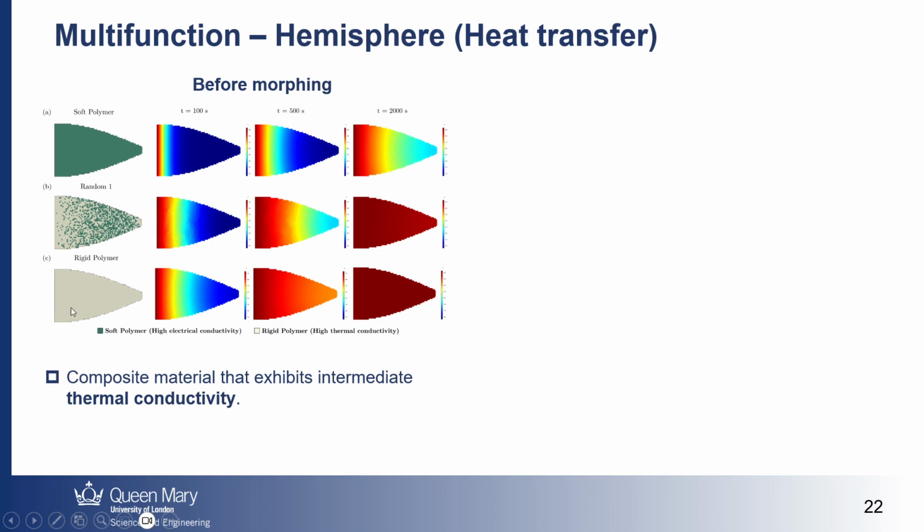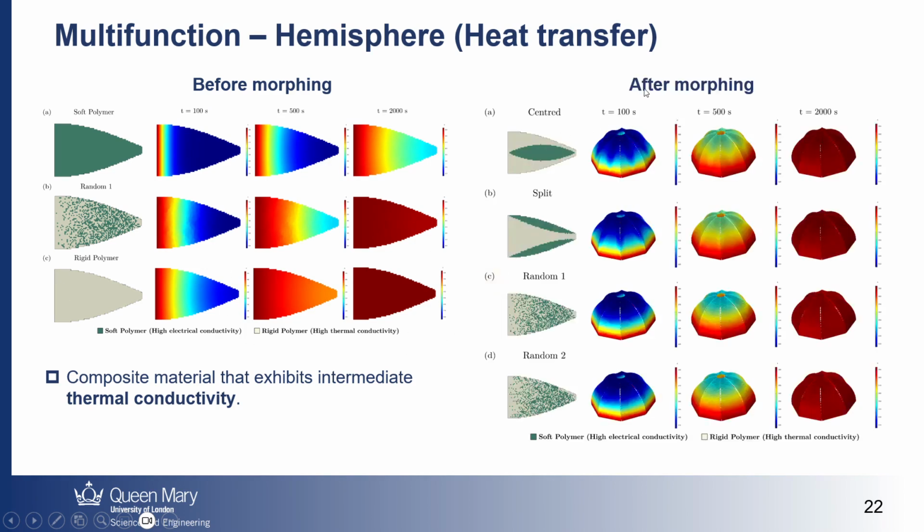For example, before morphing, you can see their heat transfer properties. And this is the structure after morphing. As you can see from the temperature profiles, with random patterns the temperature profile is much more uniform than with the aggregated patterns. And here, composite materials can exhibit intermediate thermal conductivity between two extreme cases, between soft and rigid polymers.